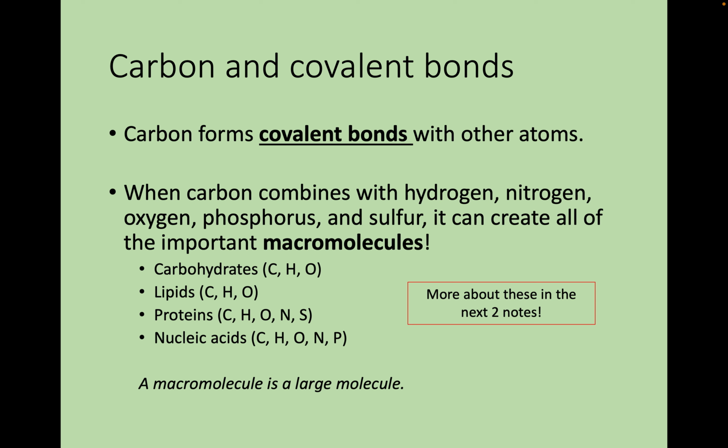Carbon makes covalent bonds. If you don't remember what those are, look at your notes from part 1. When it combines with hydrogen, nitrogen, oxygen, phosphorus, sulfur, it makes all of the macromolecules. Macro means large, so it's a large molecule.